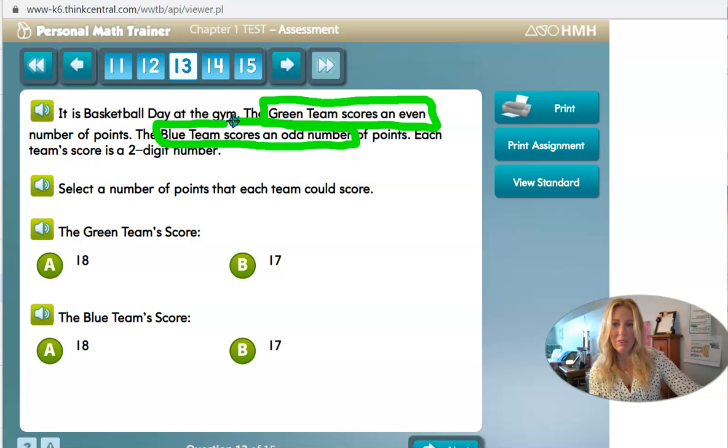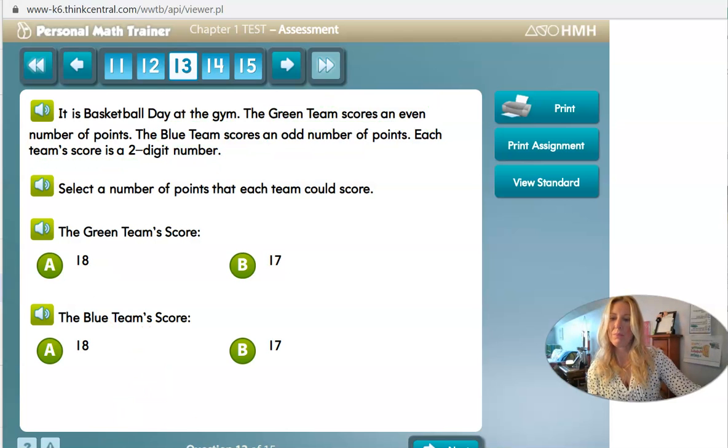They're both 2 digits, right? So we need to find which one is correct. Check the green team's score. Is it 18? I don't know. Is that an even number? Only you can tell me.